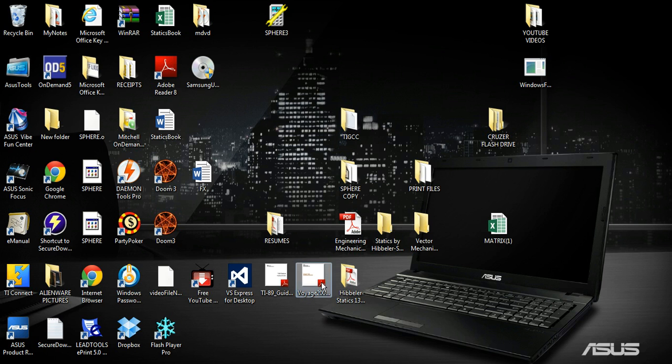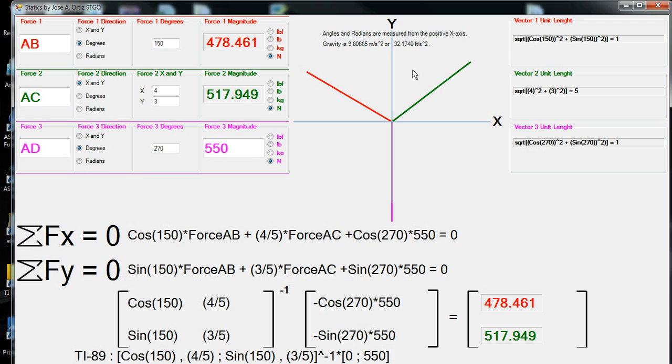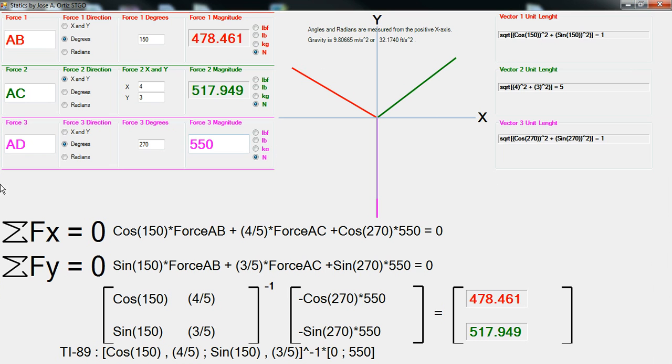Okay, we're about to do problem 3-8 from the Hibbeler statics book, 12th edition. For that, I have a small program I wrote here. Let me bring it up. So for problem 3-8, we're going to enter the information that is given.